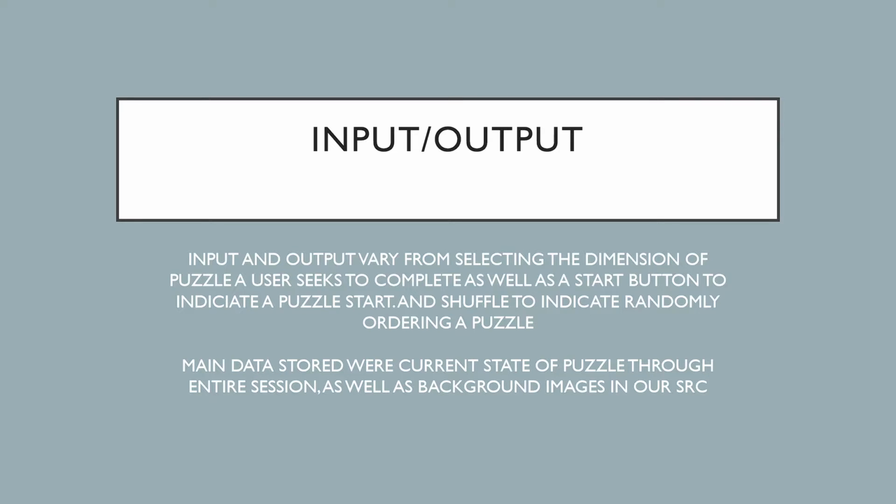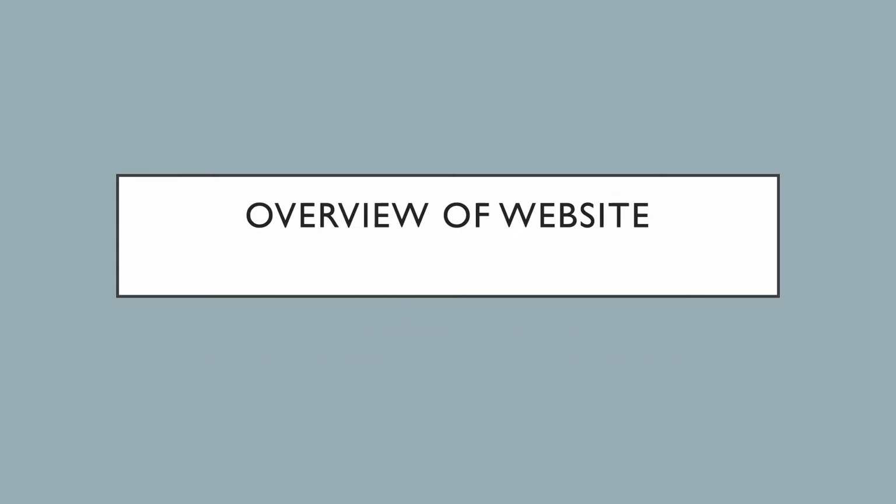The input will vary from selecting the dimension of the puzzle a user seeks to complete, as well as a start button to indicate a puzzle start, and shuffle to indicate randomly ordering a puzzle. Main data is stored in the current state of the puzzle through the entire session, as well as background images in our source.